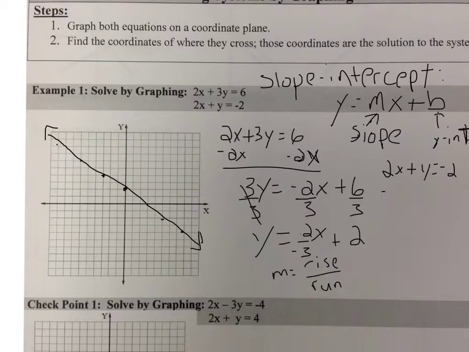If I solve for y, I'm going to subtract 2x. But again, I can't really subtract from -2, so I'm going to put the 2x in front of the -2, so I'll have y equals -2x minus 2, because that's a -2. My y-intercept is -2, so I know this graph is going to cross the y-axis down 2. And my slope is going to be -2, which is really -2 over 1.